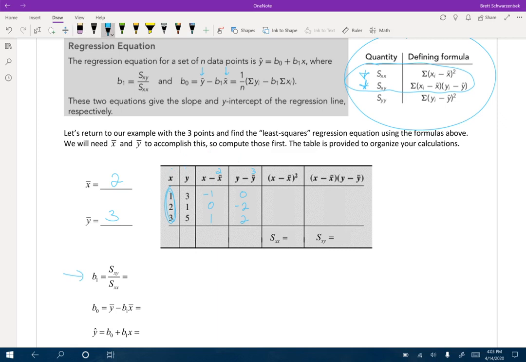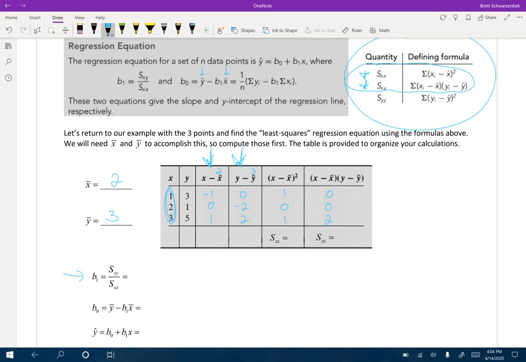Now this column is going to be taking this column and squaring it. So we're going to get 1, 0, and 1. And then this column here is going to be taking the product of these two columns. So we're going to take -1 times 0, which is 0, 0 times -2, which is 0, and 1 and 2 makes 2 with multiplication. So hopefully you followed that.